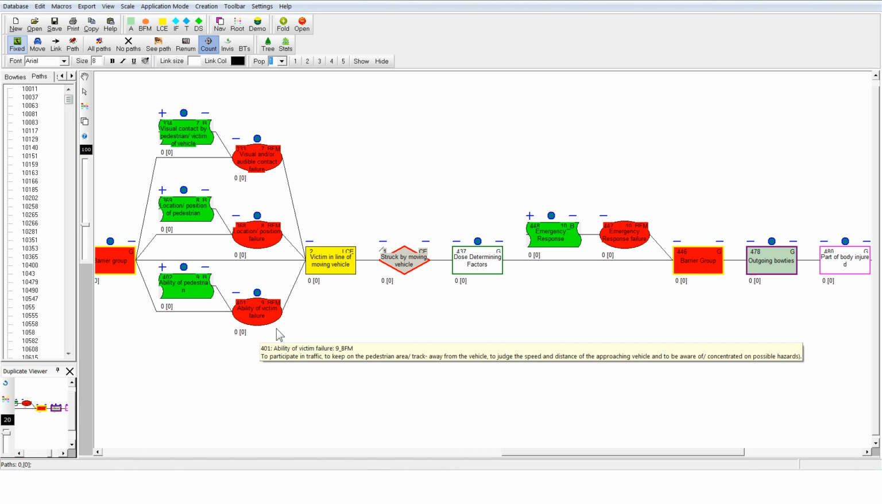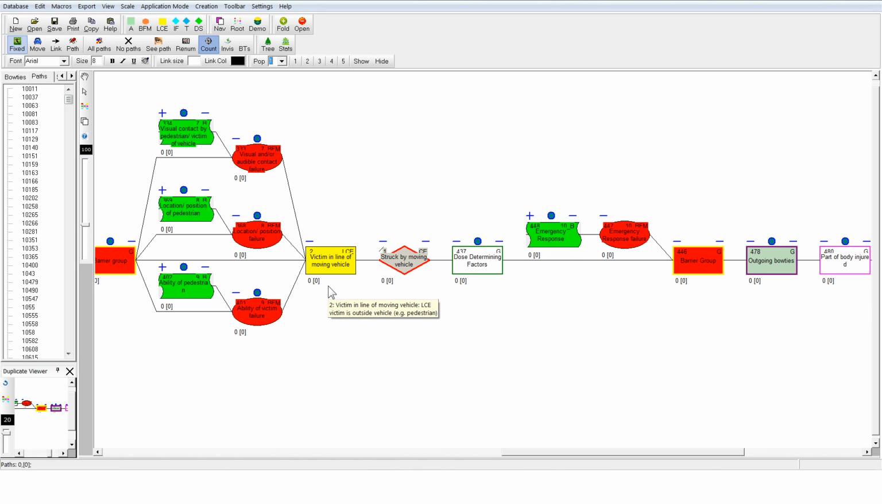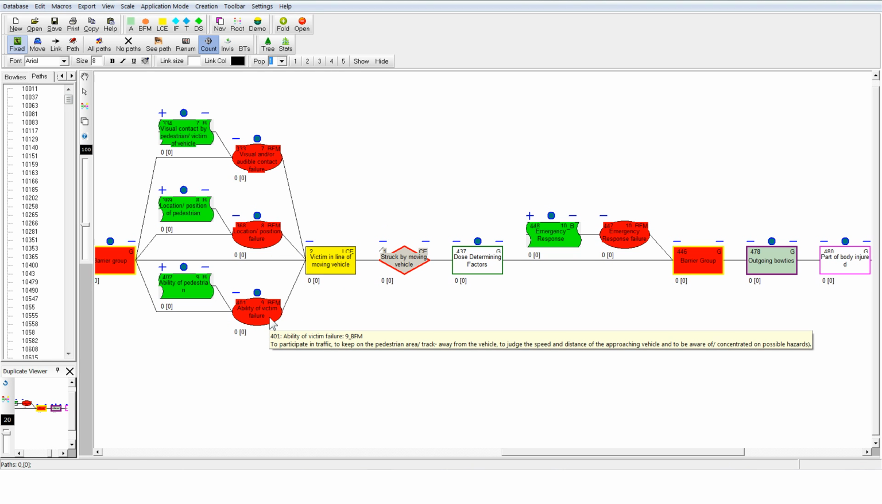Leading to the loss of control event here are the red oval barrier failure mode boxes, or BFMs, which describe how the safety barrier failed. If the loss of control event details what happened, the barrier failure modes detail where things went wrong. Here we have three barrier failure modes. We have visual and/or audible contact failure, location or position failure, and ability of victim failure.